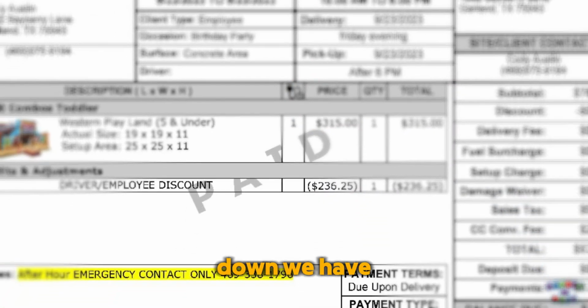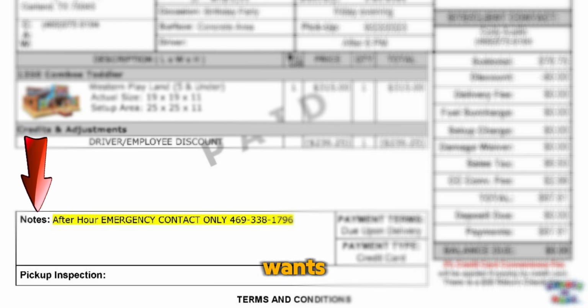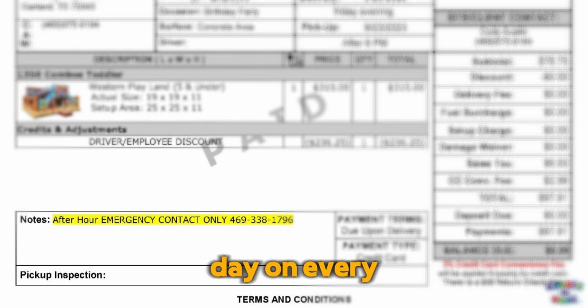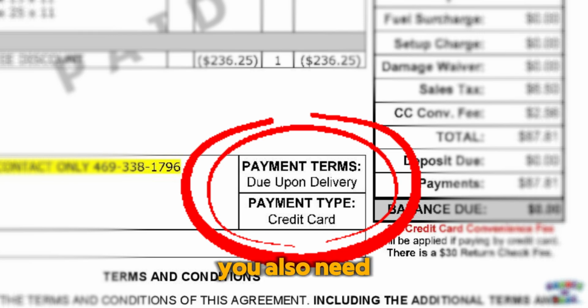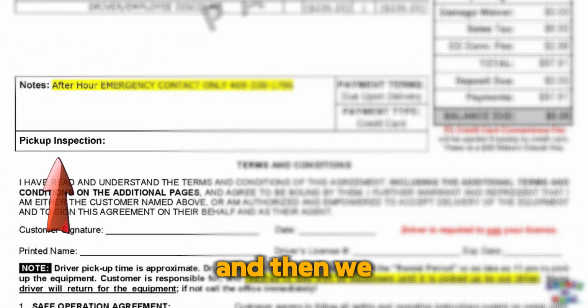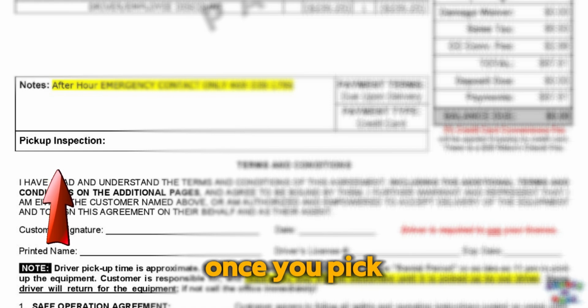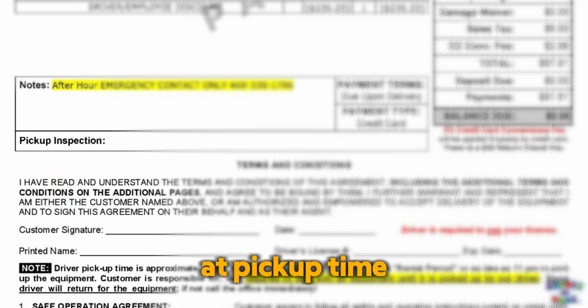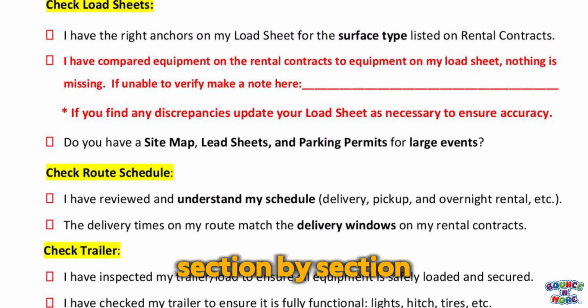Going down, we have our notes from the customers. This can have gate codes or any notes that the customer wants to go ahead and let the driver know. Please check, you need to check this every day on every contract. We have our payment type here. This is what you also need to look at before delivering, making sure you know whether you're picking up money or not. And then we have our pickup inspection where you will sign your name once you pick up the inventory at pickup time. The rest of this video, we are going over the driver route checklist section by section.